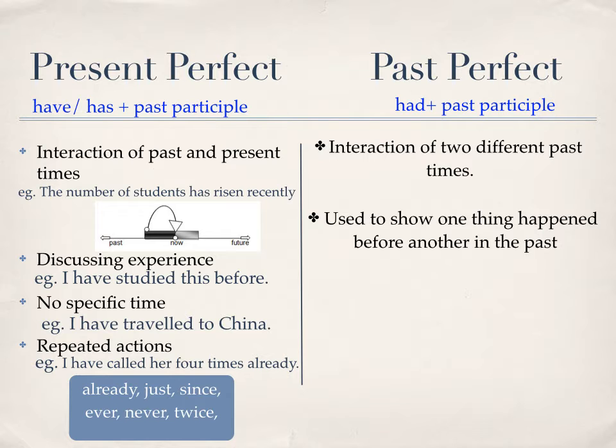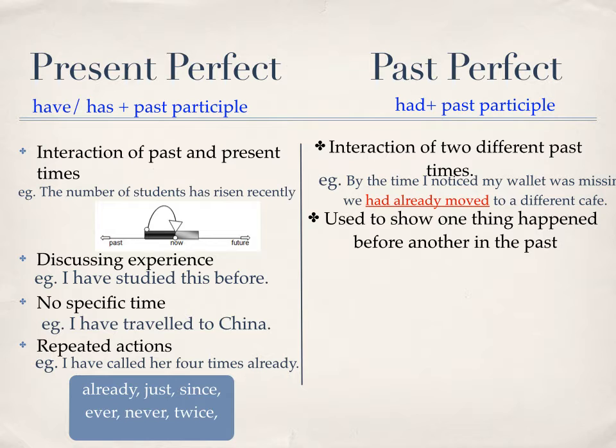So as I mentioned, the present perfect is used for 2 times, a past time and a present time interacting. The past perfect is used for 2 past times, and this is formed with had and the past participle. So an example sentence: by the time I noticed my wallet was missing, we had already moved to a different cafe. The one that happened first here is going to be in the past perfect. Okay, had moved happened before the noticing of the wallet.